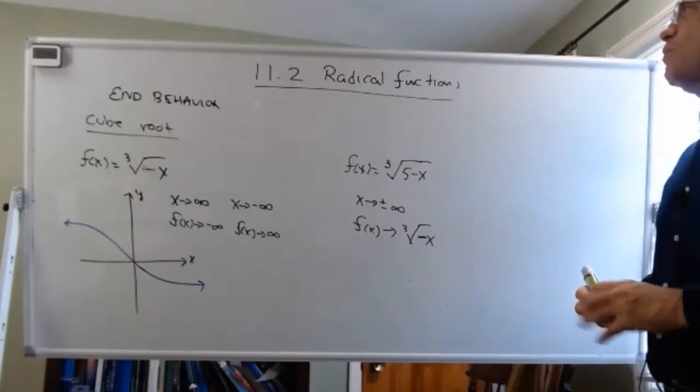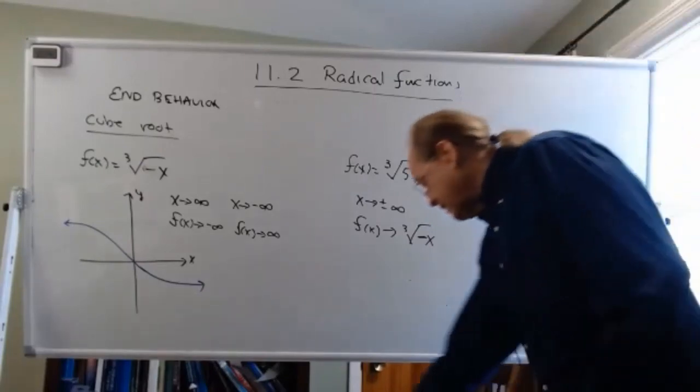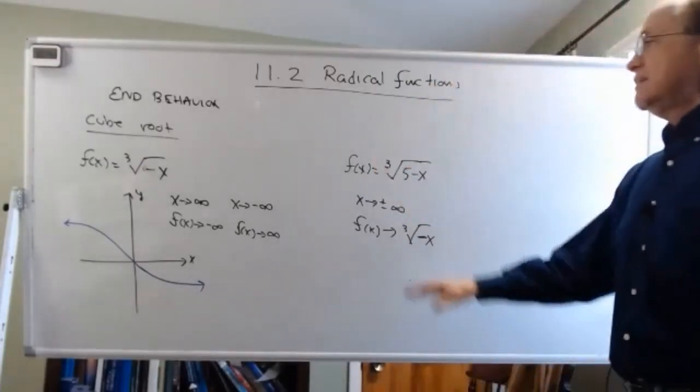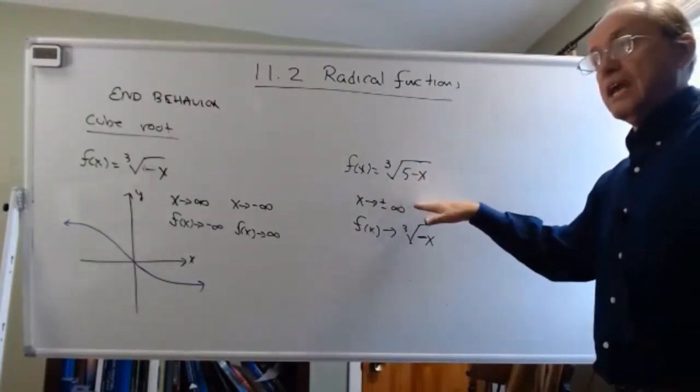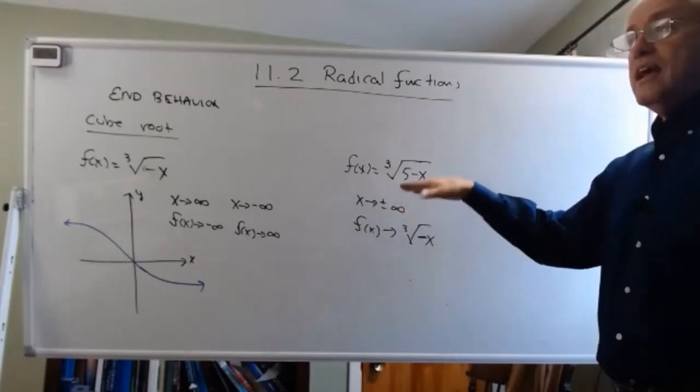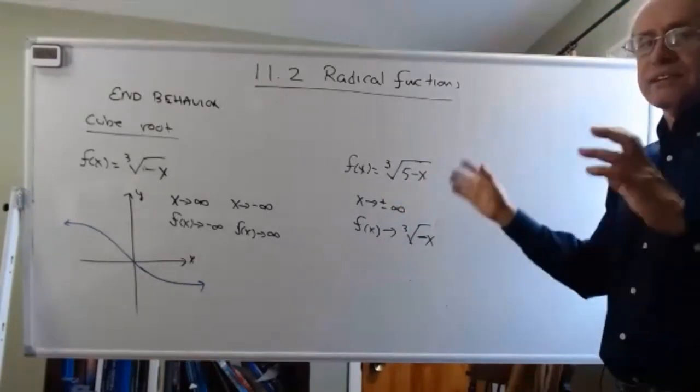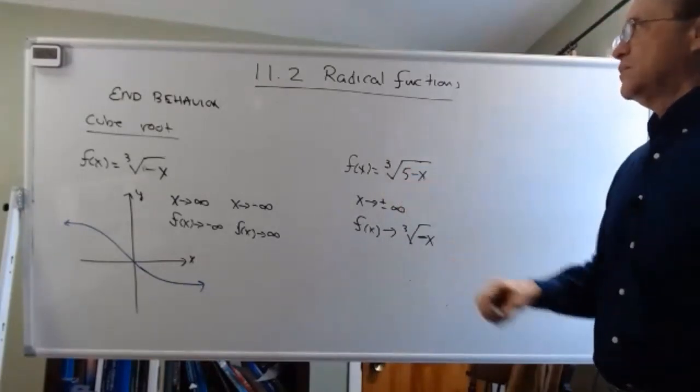Okay, that's all we want to give you, some of that feeling for how radicals behave. Now, it gets much more complicated if I put in a quadratic or a cubic, as you saw from the other ones. However, the end behavior is actually easier when you're dealing with polynomials.